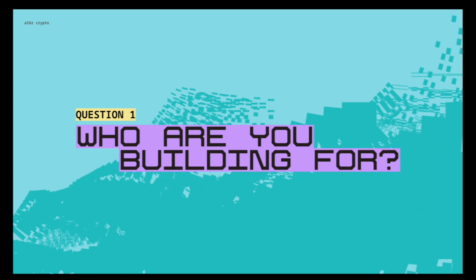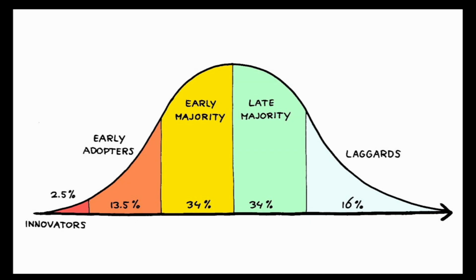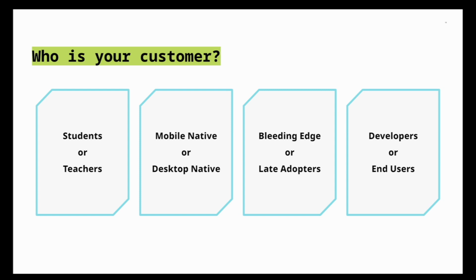Before you start building, the first question we need to ask is, who are you even building the product for? Probably the most important question, who are you building the product for? And now there's a bunch of different ways to slice this. Some people will think about the innovators and early adopters versus the laggards. But another way of asking it is, who is your customer in terms of their persona? Could be students or teachers, mobile native or desktop native, bleeding edge or late adopters, developers, end users. And the reality is that it's not just one of these things. It's an intersection of these things. So it's useful to think about early adopters versus late adopters. It's useful to think about, is your user the teacher or the student? But it's even more useful to think about this holistically.